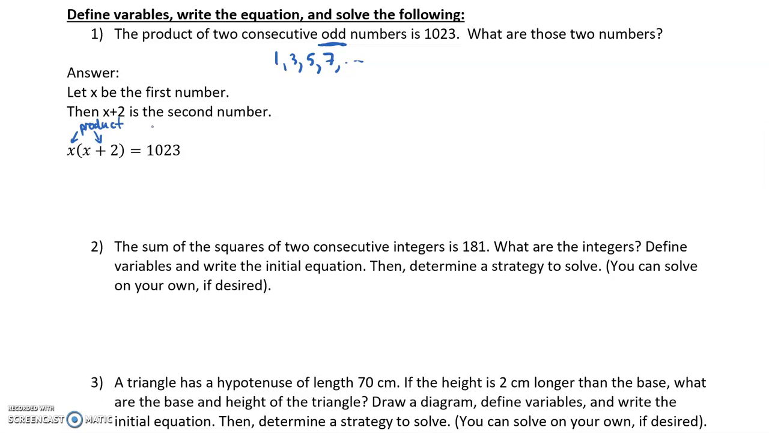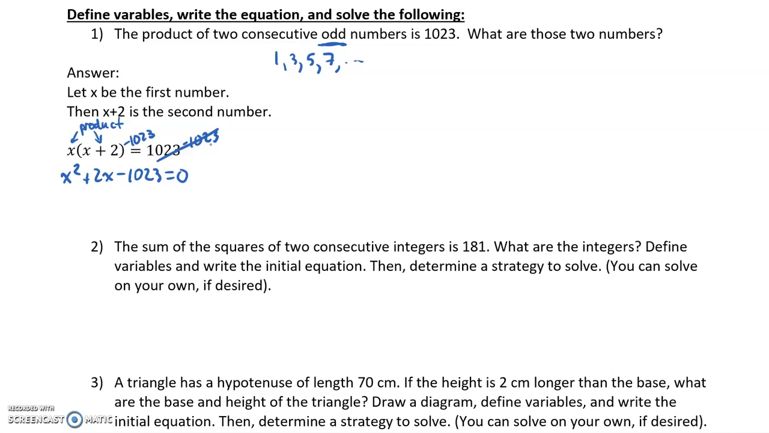What we need to do now is we need to set it equal to 0. So in this case, we're going to go x times x is x squared, x times 2 is 2x, and then I'm going to subtract 1023 from both sides of the equation. And so I'm going to get it equal to 0. I could do that up in the line above if I wanted to. Subtract 1023. That's going to cancel it off the right.